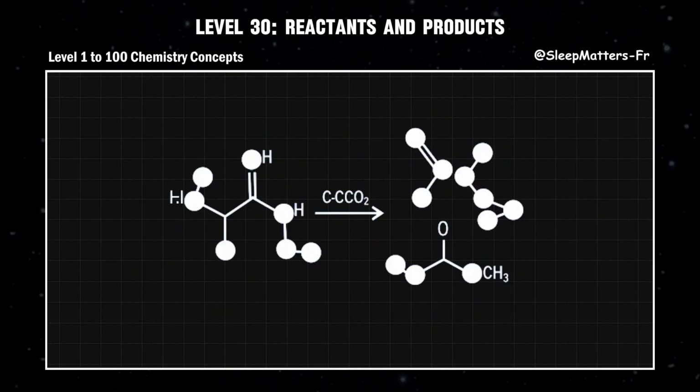Level 30. Reactants and Products. Every reaction has a beginning and an end. The reactants are what you start with. The products are what you get. But in between, something is lost and something is gained. In relationships, the reactants are the people involved, their histories, their intentions, their fears. When they interact, something new forms. Maybe love, maybe conflict, maybe a lesson, but they are not the same afterward. The products are shaped by what the reactants brought in.